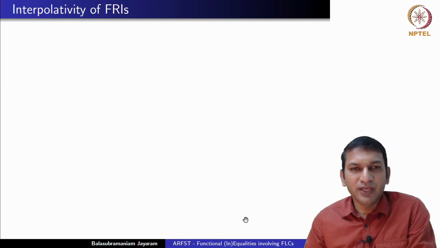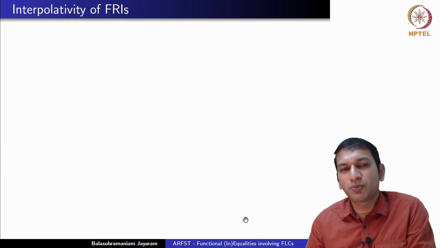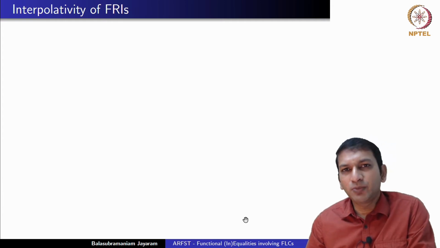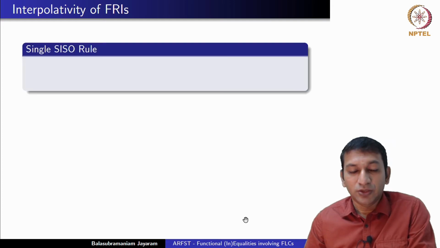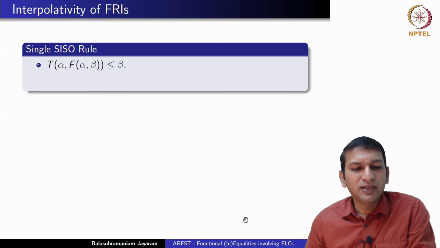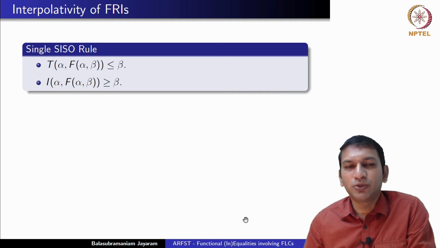In the last few weeks, we have discussed many desirable properties of a fuzzy inference system. We began by looking at interpolativity of FRIs. There again, we started with a single CISO rule, single input, single output rule, and we found that these were the two functional inequalities that were coming into play.